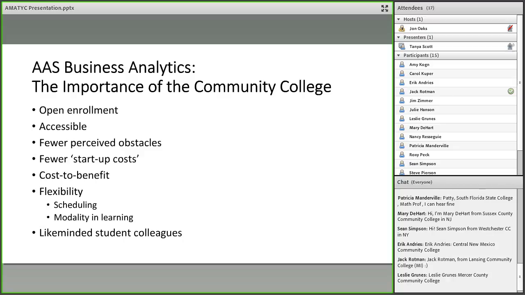Flexibility in scheduling as well as modality is very important. So we are primarily an evening and online program. We currently have no day classes because students are interested in taking courses only at night or only online. We're hoping to ramp up our day program this coming fall. We're going to try it again, but so far the demand has really come from the older adult population. We have virtually no high school students joining the program currently.